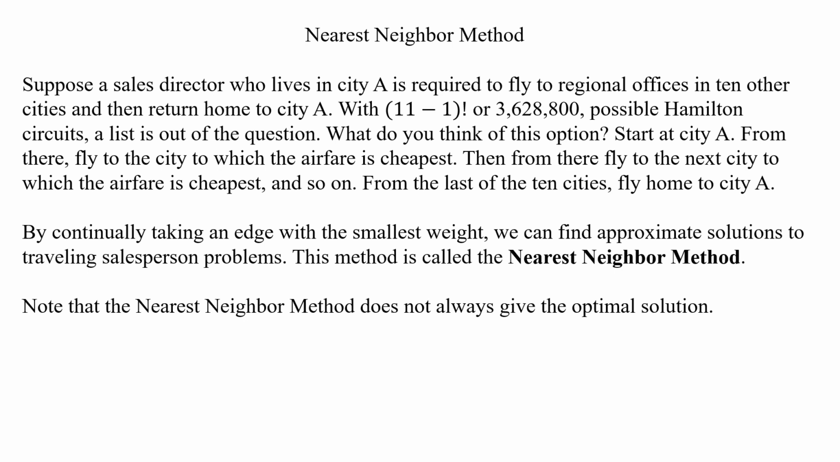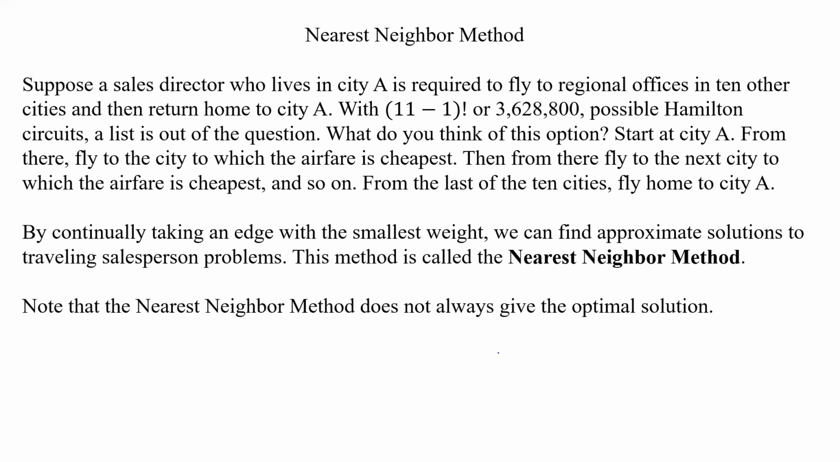So what do you think of this option? We're going to start in city A, and then from there, fly to the city with the cheapest airport, and then fly to the next one that's the next cheapest, and so on. And from the last of the 10 cities, we're going to just fly home to city A. If we do that, we're basically going from the smallest edge to the smallest edge to the smallest edge. This is called the nearest neighbor method.